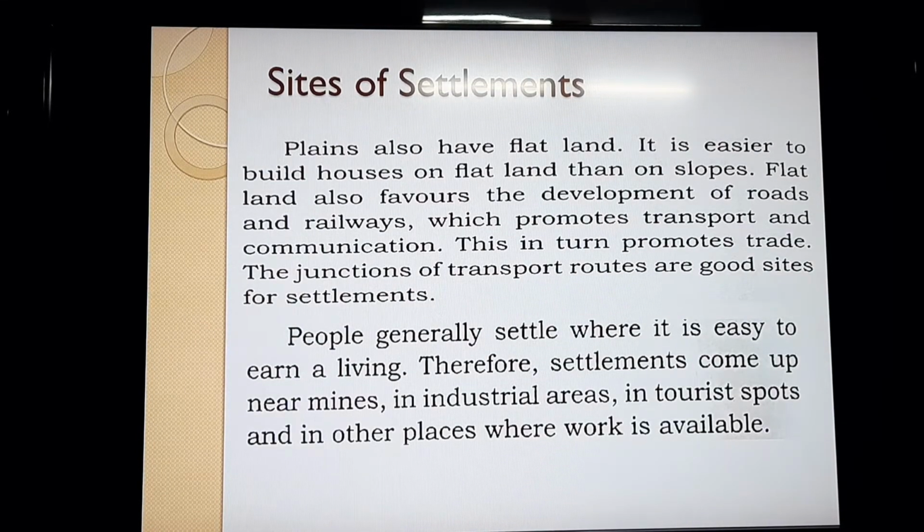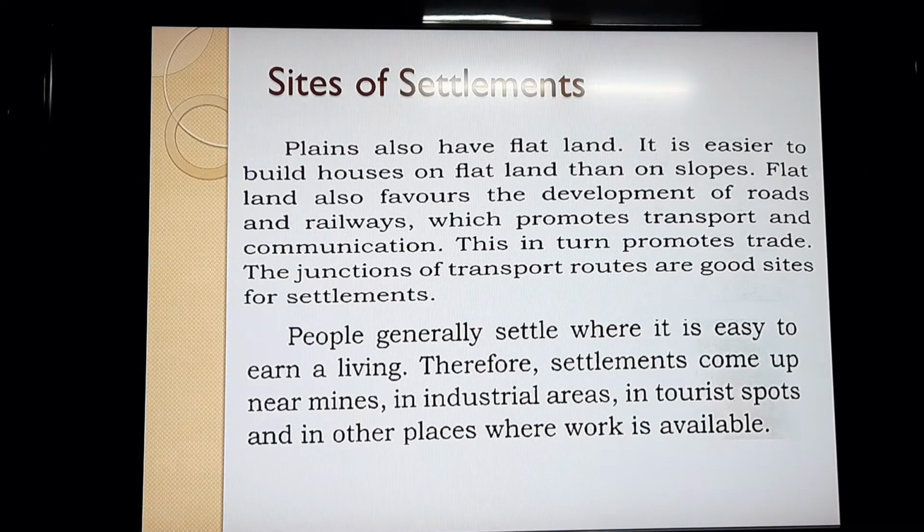So now we can see that there are other reasons also for people to settle in the plains, and it is a densely crowded area. The plains also have flat land. It is easier to build houses on flat land than on slopes. Flat land also favors the development of roads and railways, which promote transport and communication. This in turn promotes trade. The junctions of transport routes are good sites for settlement.